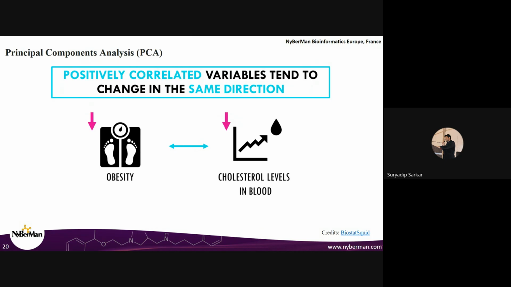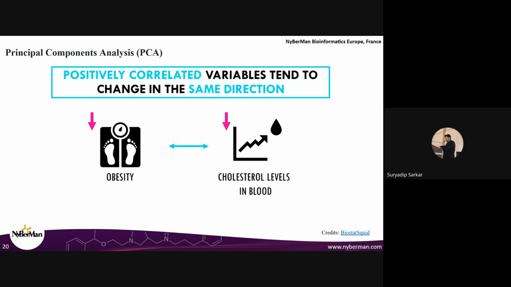On the other hand, if cholesterol levels go down, obesity will also go down, right? So again, the variables tend to change in the same direction. If variable A goes up, variable B also goes up. If variable B goes up, variable A also goes up. If variable A comes down, B also comes down. If B comes down, A also comes down. That is the whole point, right? That is how positive correlation works.